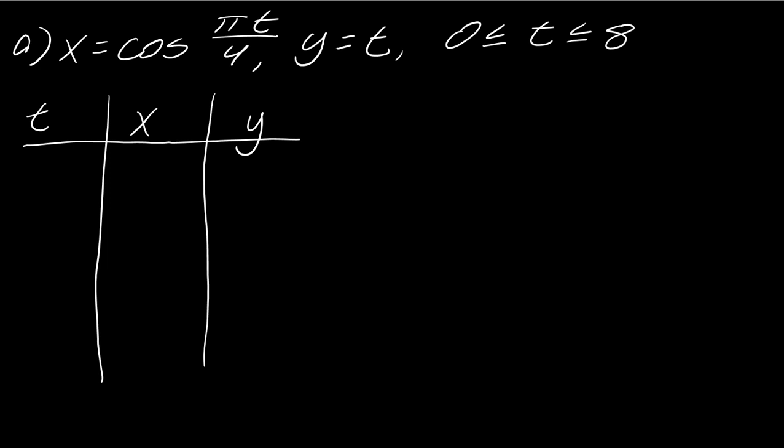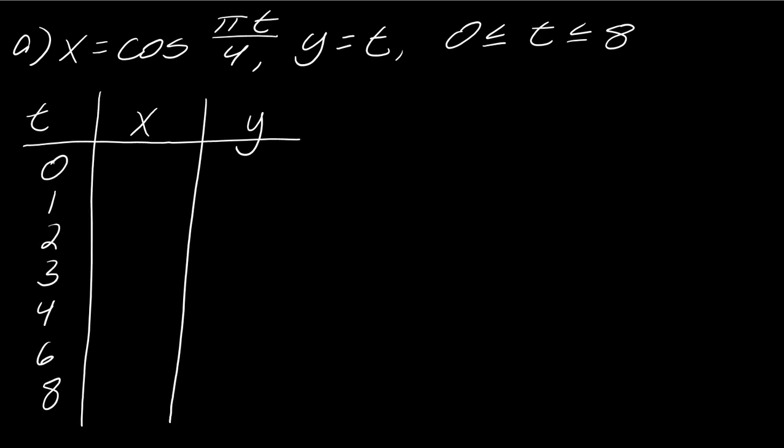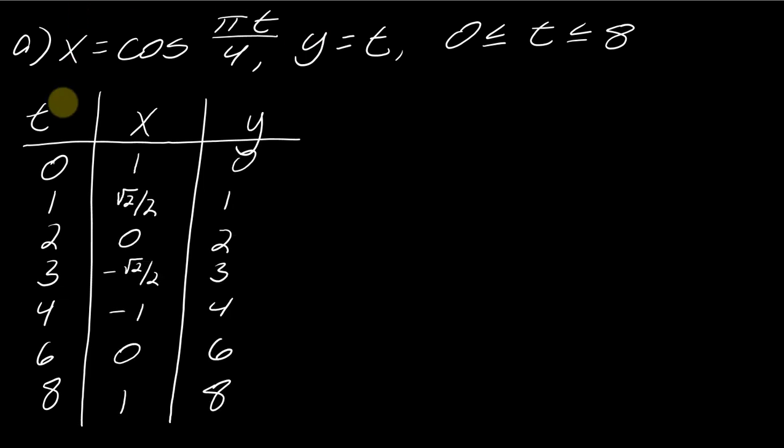Then it's just choosing a few values of t, enough to get you the idea of the curve. In this case, I'm going to have 0, 1, 2, 3, 4 just to establish the pattern. Then I'll do a couple more just to round out the interval, so I'll have 4, 6, and 8 at the end here. So I've got my t's, and then this really is just as straightforward as plugging them into each individual formula. For instance, when t is 0, I'll have cosine of 0 is 1, and my y is equal to 0. When t is 1, this becomes cosine of pi over 4, so that's square root of 2 over 2, and y will be 1.